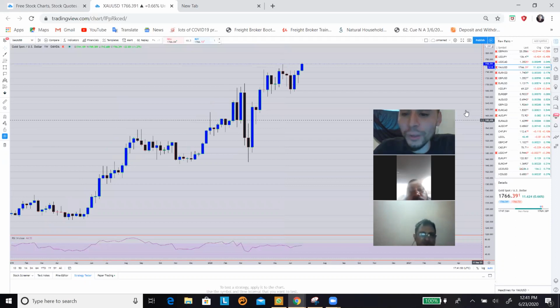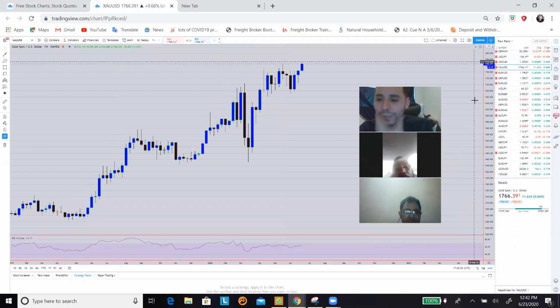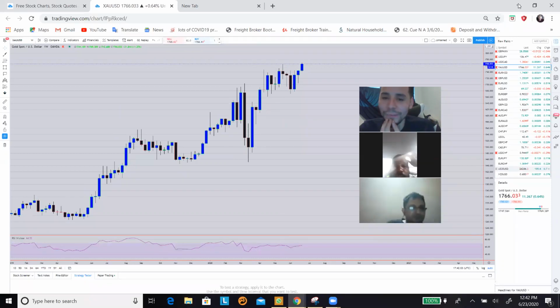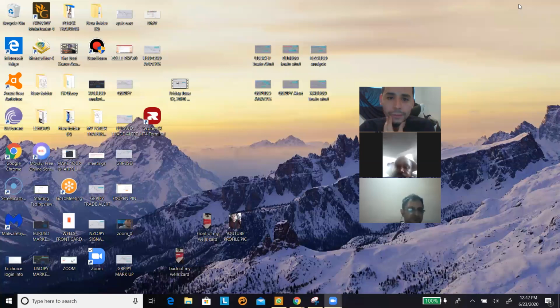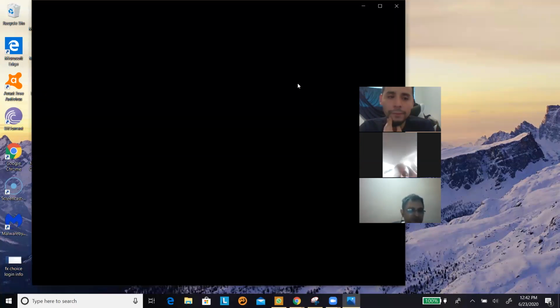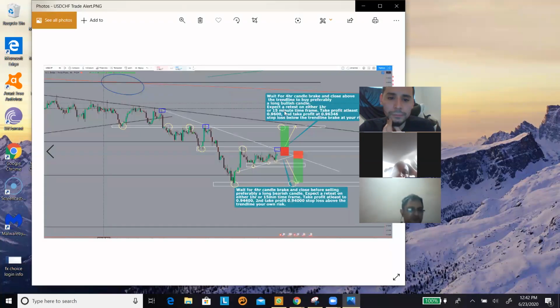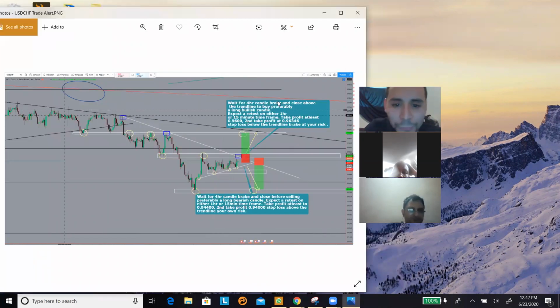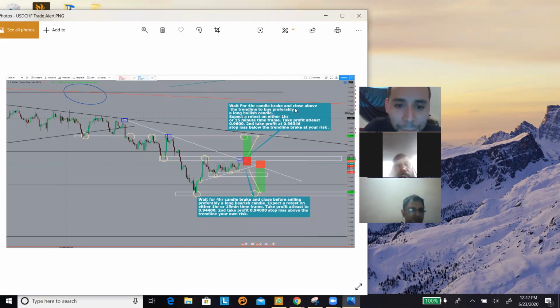I just wanted to talk about one trade because we took up all the time on gold. I was supposed to talk about all this right here. This was one of our signals, right? I said, wait for the 4-hour candle to break and close above the trend line. I think you saw this one, right, Sayo? Yeah. And to buy, preferably a long bullish candle. Expect a retest on either 1 hour or 15-minute time for take profit at least to 9.6, up here, initial targets. Second take profit, 9.634. Stop loss below the trend line, right?